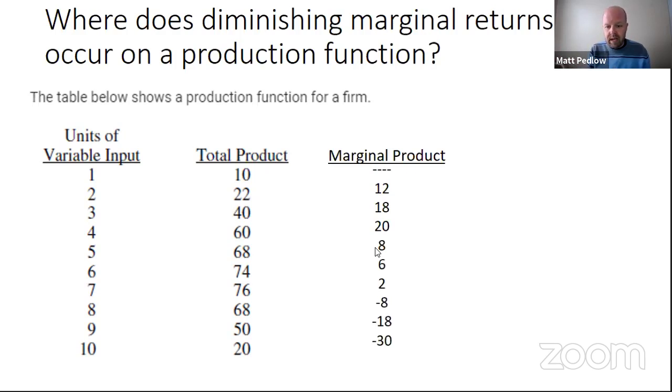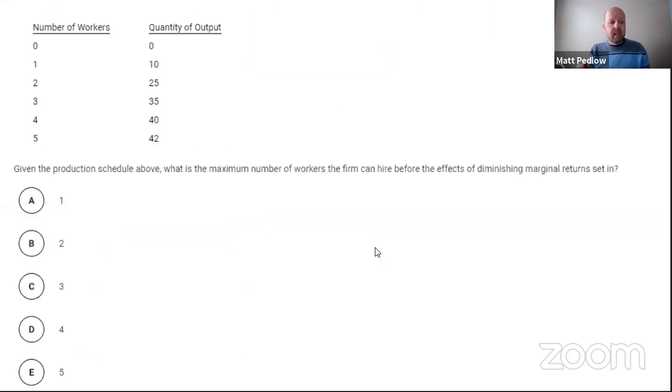Okay, so if we went down, you could see, man, you would never want to hire that 10th worker. Terrible. So if you see a question like this on the test, it's the same thing. What do you do? Make a marginal product column. So it says, what is the maximum number of workers they can hire before diminishing marginal returns?